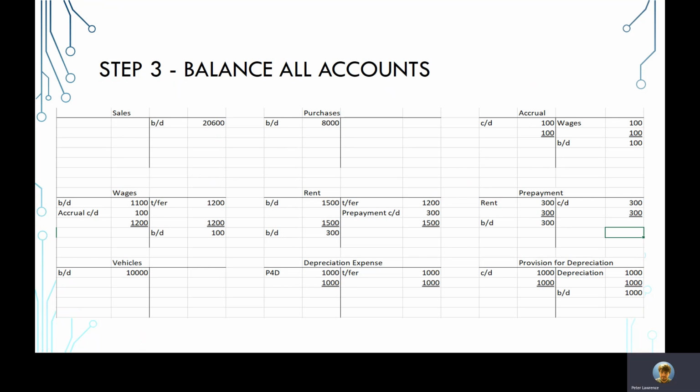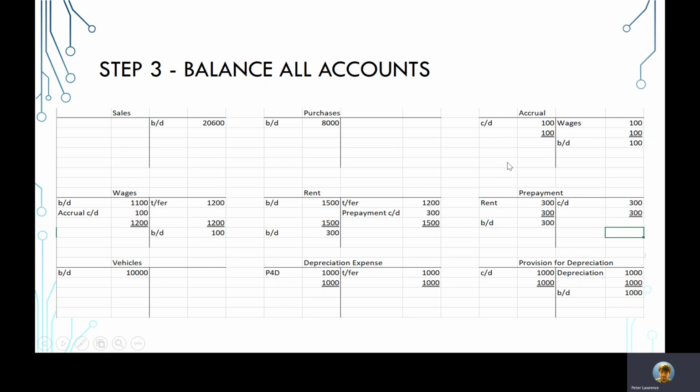Then what we're going to do is balance all the accounts. So all those accounts that we've affected, I've balanced off, and you can see that on the screen there. I've balanced them all off. Just take note in particular of the wages and the rent. You've obviously got a transfer figure and a brought down. And remember that it's the transfer figure that's used in the trial balance because the brought down is just a notification of an accrual or a prepayment.